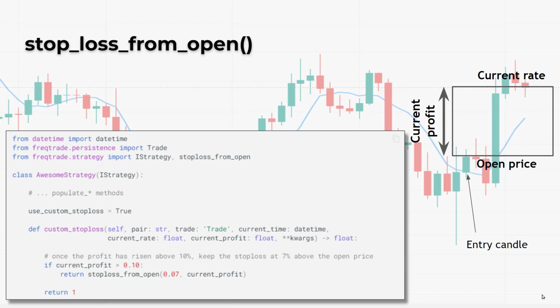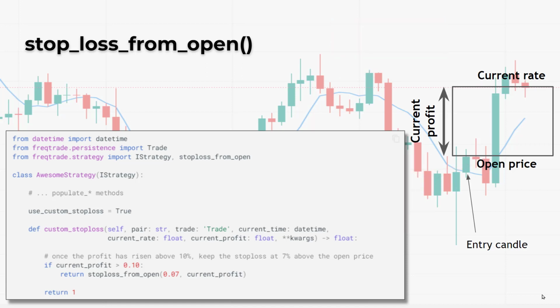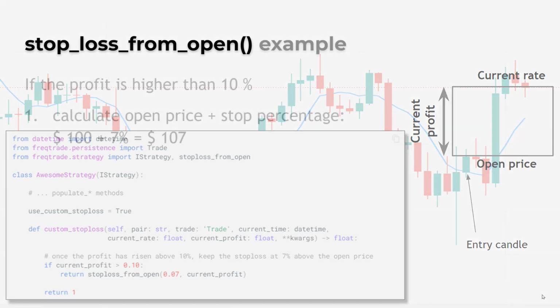The first helper function I will show you is the stop loss from open helper. This function helps to determine the stop loss level relative to the open price instead of the current price. However, this will still be a calculation between the current rate or price and the current profit percentage, and it will return a value that is relative to the current rate. Remember this.